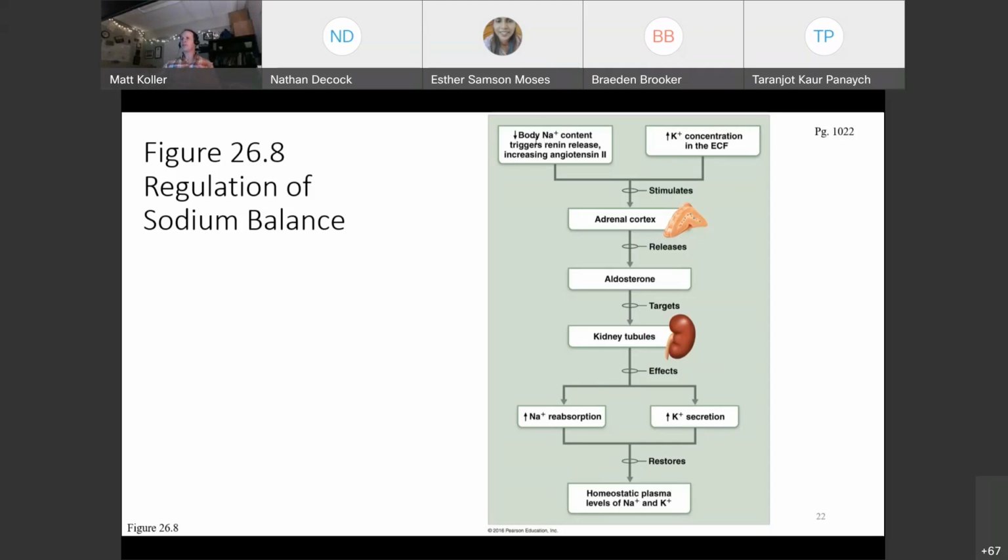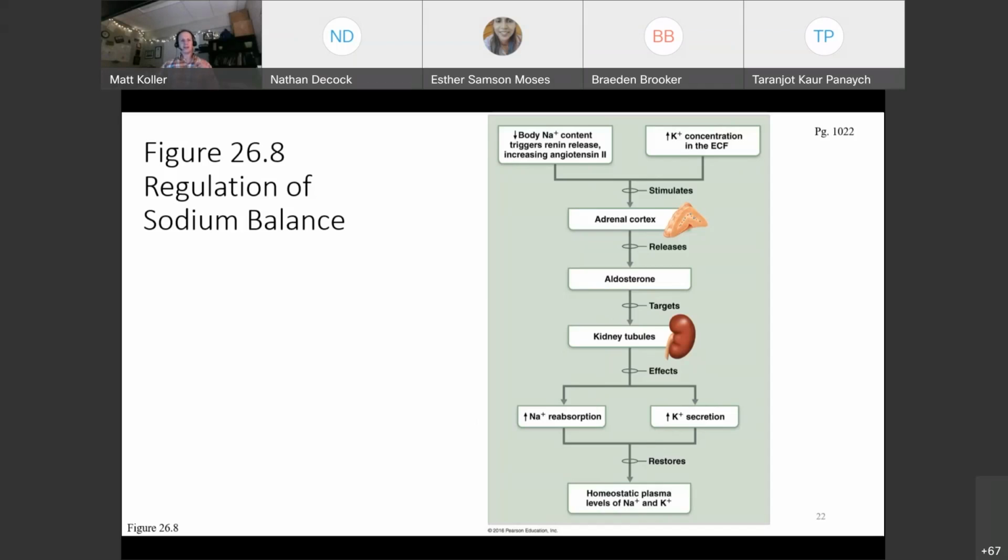Following the chart here, we see a decrease in body sodium content, which triggers the release of renin, which increases angiotensin 2. We also see an increase in potassium concentration in extracellular fluid. Either way, we stimulate the adrenal cortex to release aldosterone, which has an effect on the kidney tubules. When you release aldosterone, you reabsorb more sodium and secrete more potassium, and then you retain more water, and that will hopefully restore the balance of sodium and potassium.